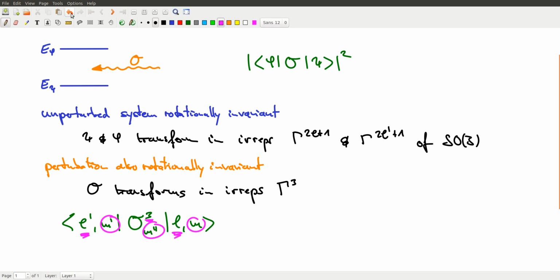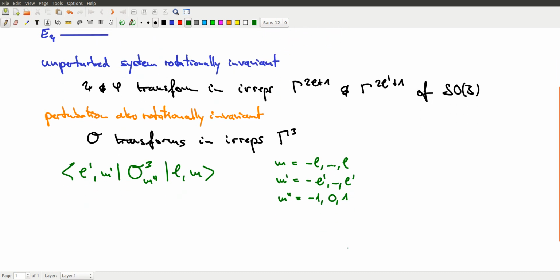So the L's and the 3 are irrep labels. And now the M's, well, M could run from minus L to L. That's something we learn later. And the M prime from minus L prime to L prime. And the M double prime could be minus 1, 0, or 1.